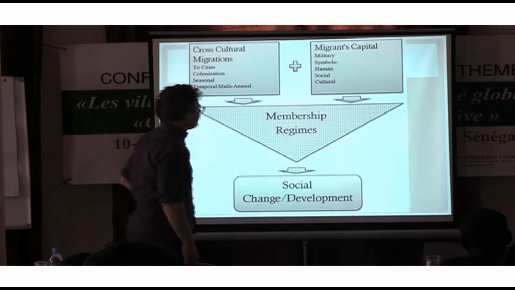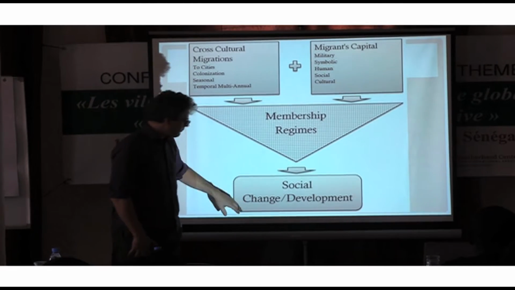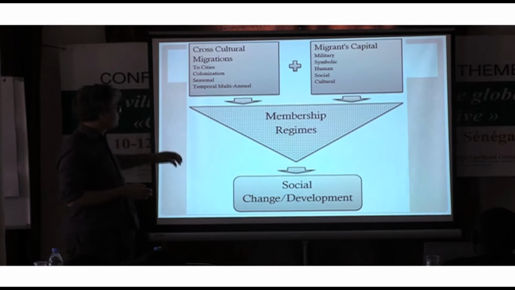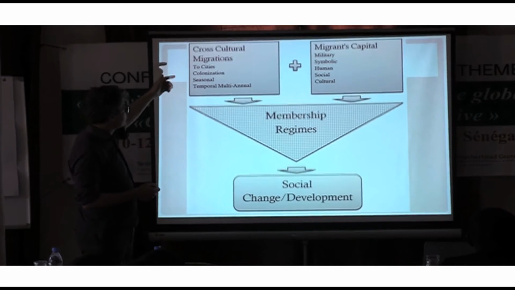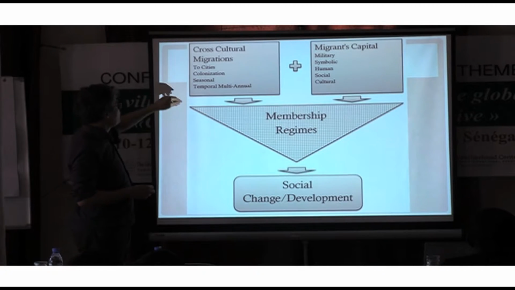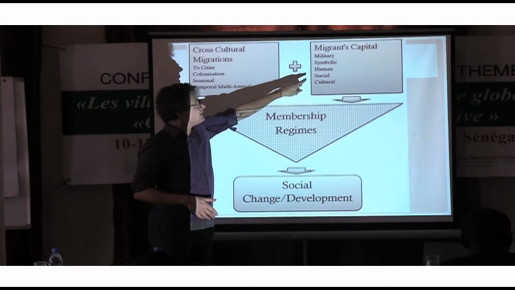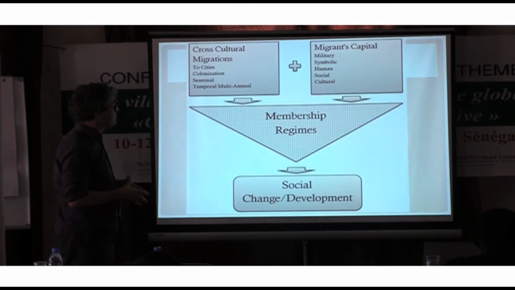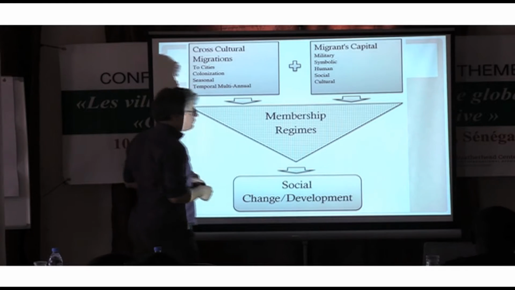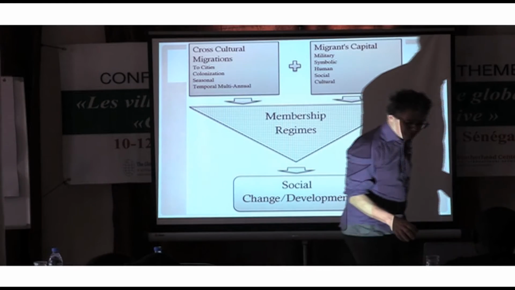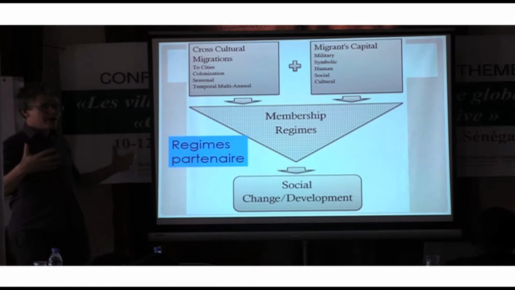So to summarize, our argument is that if you really are interested in social change or in development, it's not only important to differentiate between different types of cross-cultural migrations. We also still have to work on, let's say, whether two cities has a greater effect than urbanization, for example. If you combine this with the migrants' capital, and different kinds of capital, human capital, social, cultural capital, but that's only the start. What is in the middle is what we could call membership regimes, or regime partenaires.